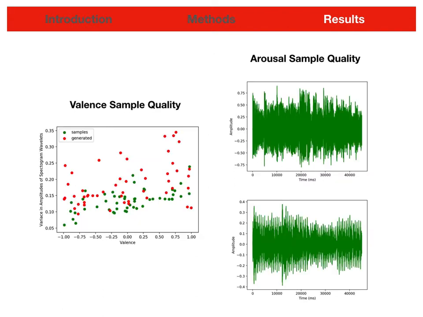After training and generating samples, we then analyzed the spectrograms of our samples as a proxy for understanding the quality of these samples. On the left, you can see the variance in amplitudes of the wavelets with respect to valence. A similar correlation can be observed with the generated versus real-world samples, generally a sort of weak positive correlation. On the right, we can see high arousal versus lower arousal amplitude values for generated samples.